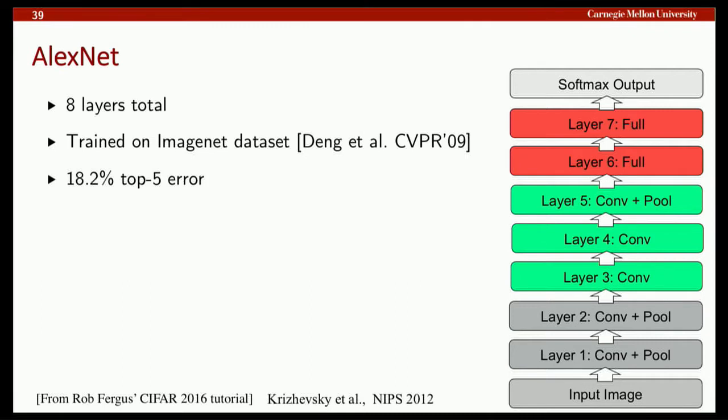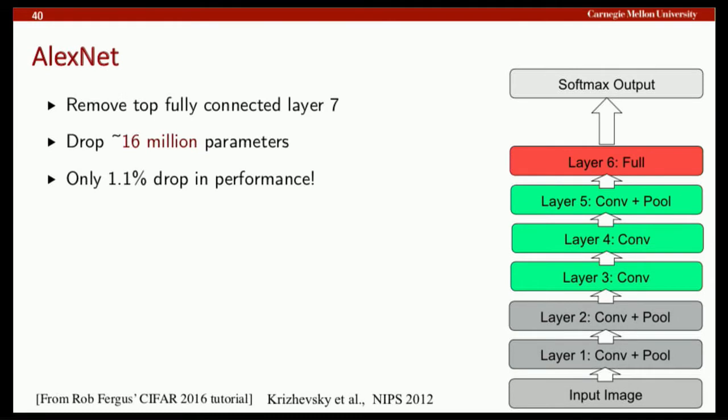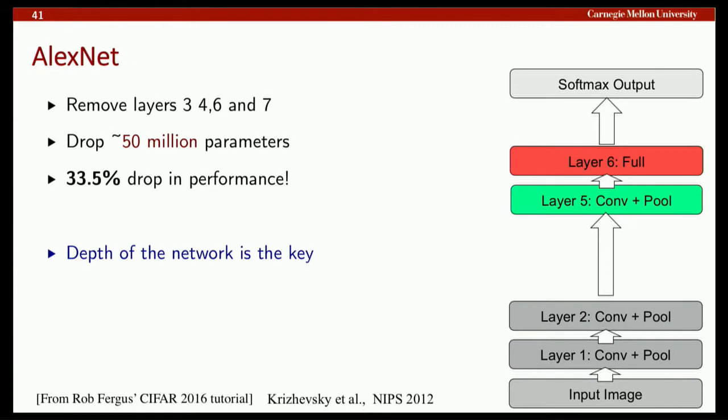Now, if I remove one fully connected layer at the top, I can reduce the number of parameters by a factor of 16 million, but the performance drops only by 1%. So it's not such a big drop in performance, but I can really reduce the number of parameters of my model. On the other hand, if I remove some of the convolutions, here I'm getting rid of the 3rd, 4th, and 6th layers, then I have a 33% drop in performance.